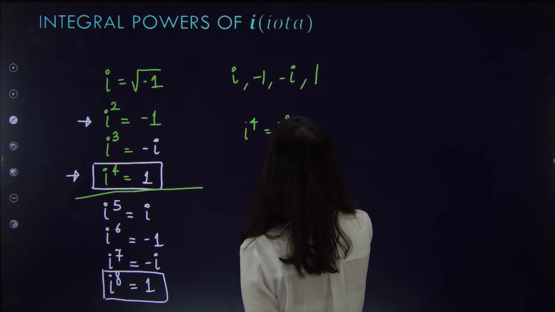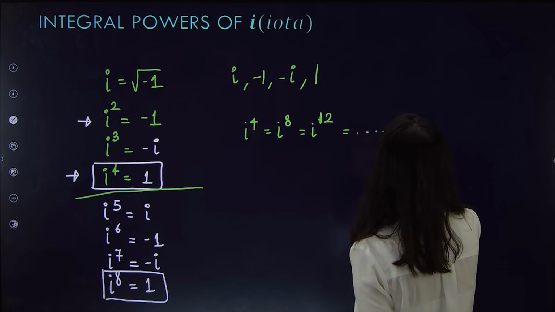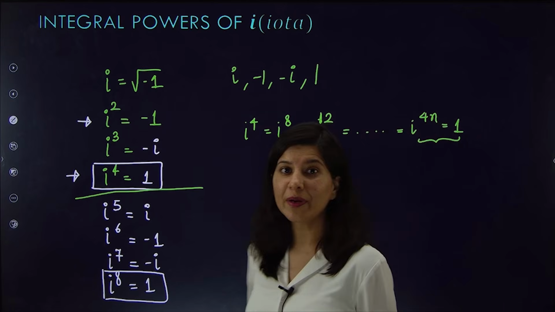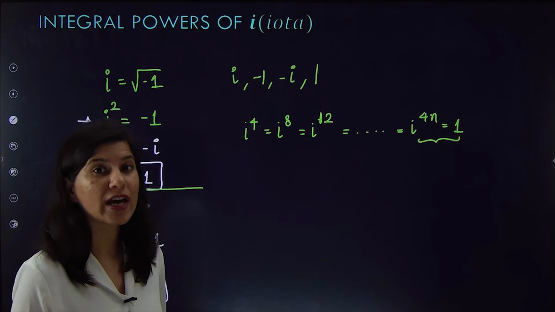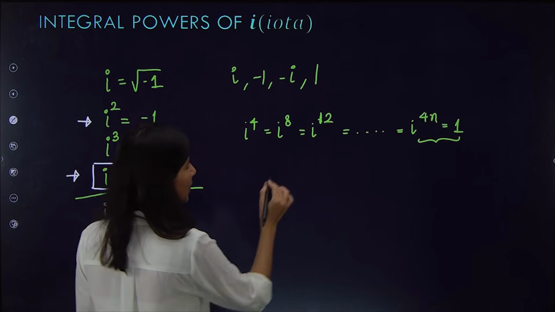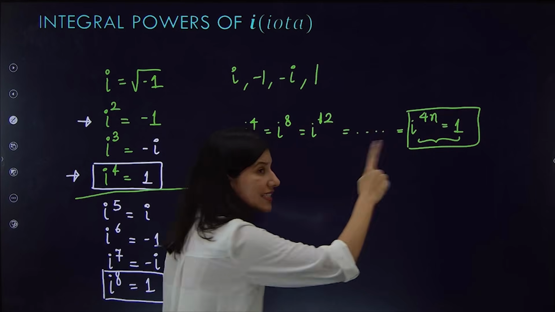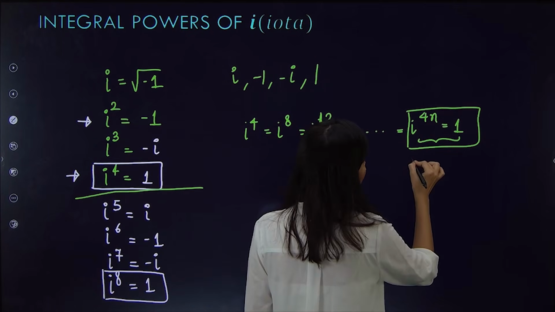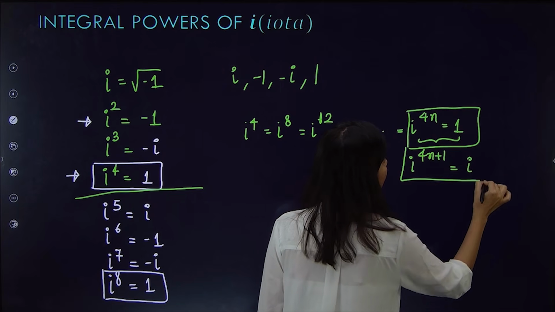Iota power 4, iota power 8, iota power 12 also. So basically iota power 4n is becoming 1. Yes or no? Be it iota power 0, iota power 4, iota power 8, everything is becoming 1, right? So this is sorted now. Iota power 4n is 1. If I just multiply iota both the sides, left hand and right hand, I will get iota power 4n plus 1 is iota. This is the second thing.